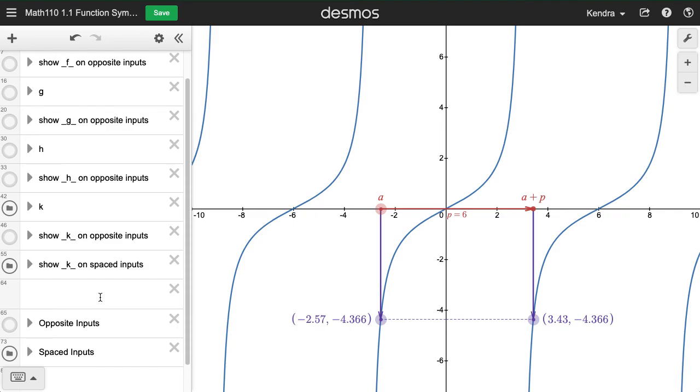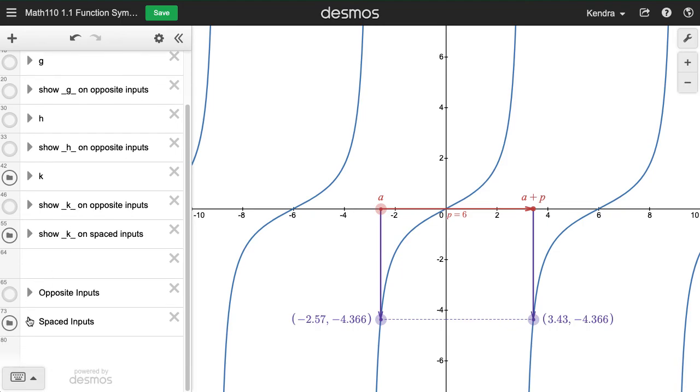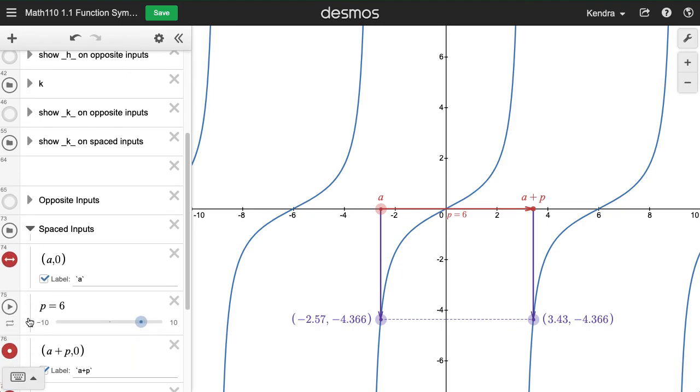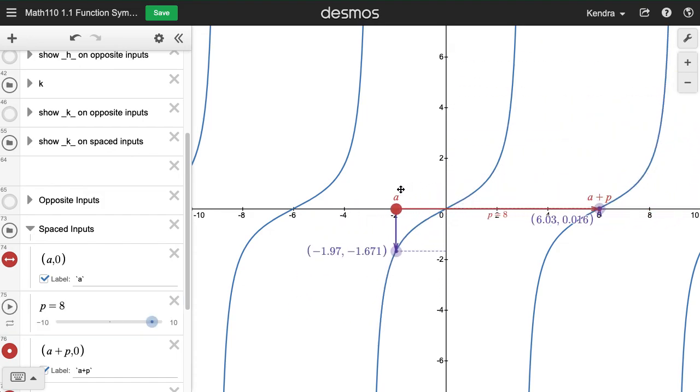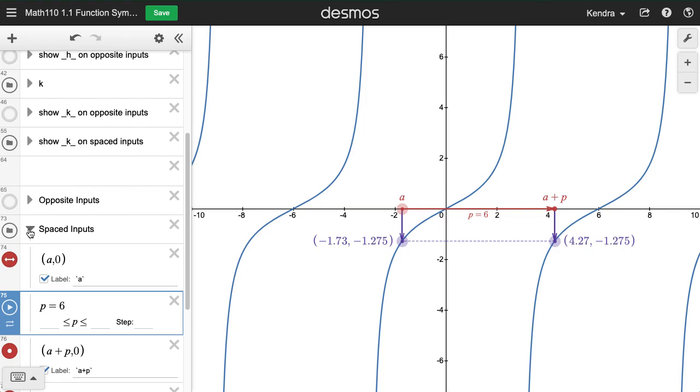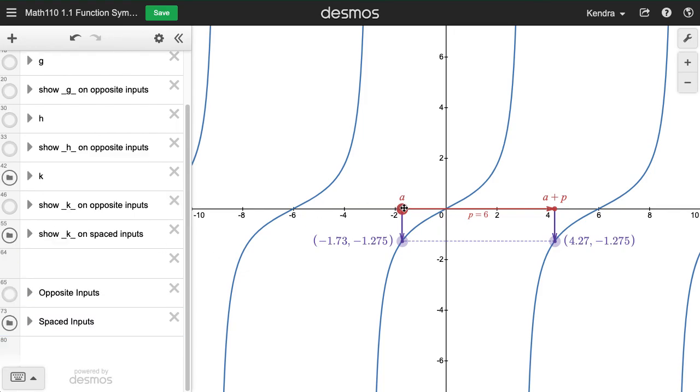In the spaced inputs, if you want to explore a different function, you can go into spaced inputs and change that spacing. Right now the spacing is set at 6. I could change it to 8, and we will see that with a spacing of 8, the outputs are not the same. So this is a little graph that you can use to explore different functions. You can explore the functions that are built in here. You can also go in here, and if you wish, put in your own functions and explore the symmetries that are there.